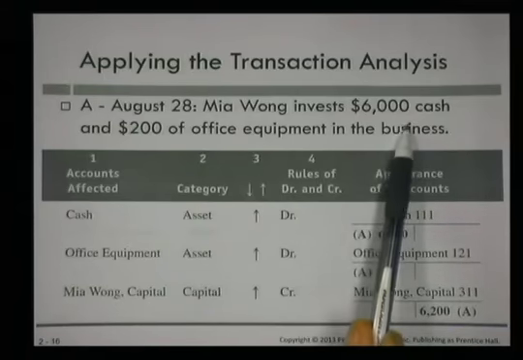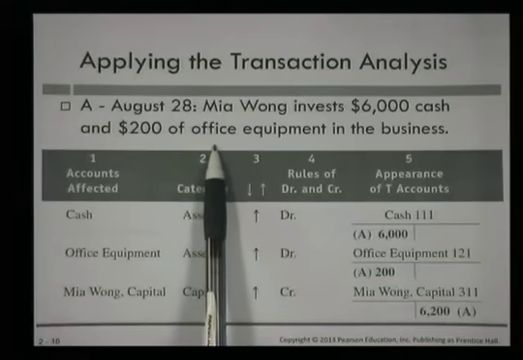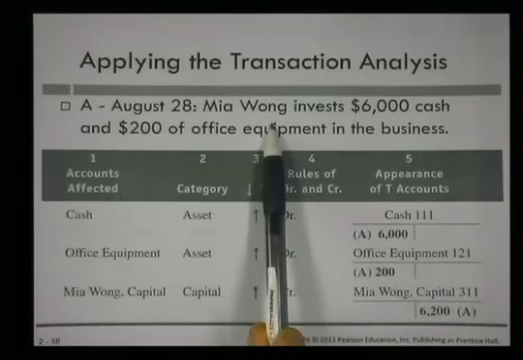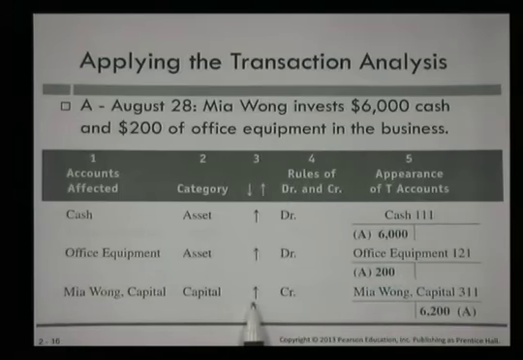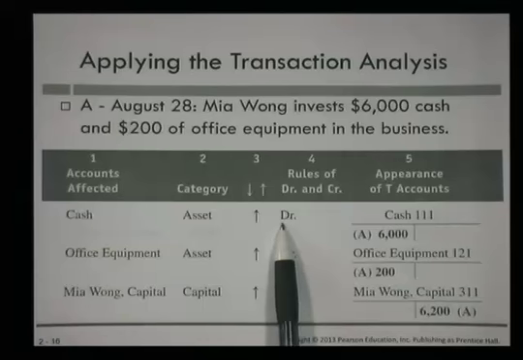Step 3 is, will this account increase or decrease? If she invests $6,000 in the business, cash is going to increase. She's investing office equipment, so office equipment will increase in the business. And since Mia Wong is investing it, her capital account will increase. So then I look at the rules of debit and credit, and to increase an asset, it says it needs to go on the debit side. To increase an asset, debit side.